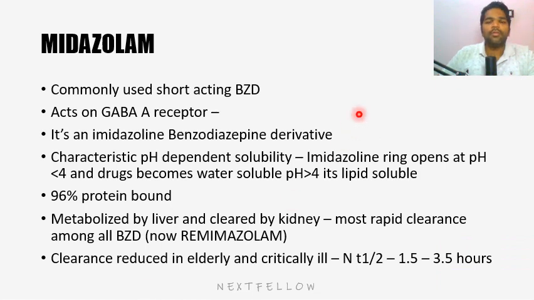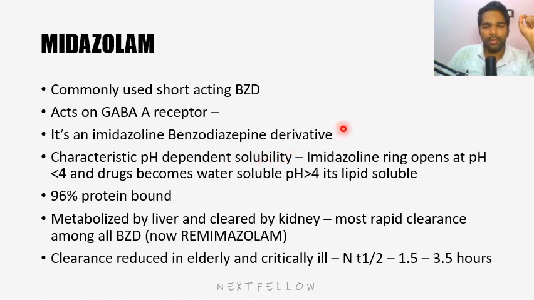Okay, so first, I'm not going to do the classification or mechanism of action. I'm just going to describe a few drugs that have been in anesthesia practice and the MCQ points regarding that. So midazolam. Midazolam is one of the most commonly used benzodiazepines in the current anesthesia practice, and it also acts on the GABA A receptor. Like all induction agents, it also acts on the GABA A receptor, and it is an imidazoline benzodiazepine derivative. It is an imidazole derivative.